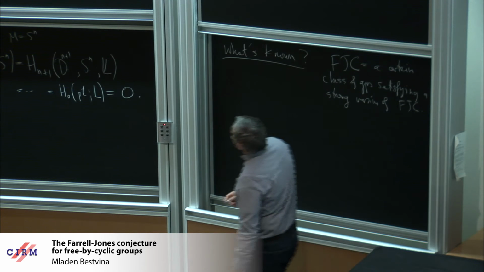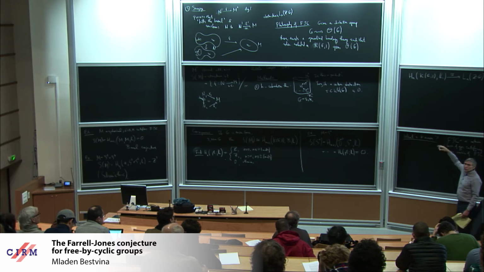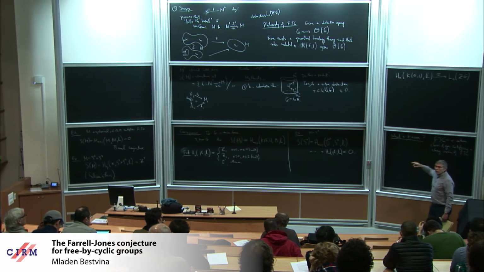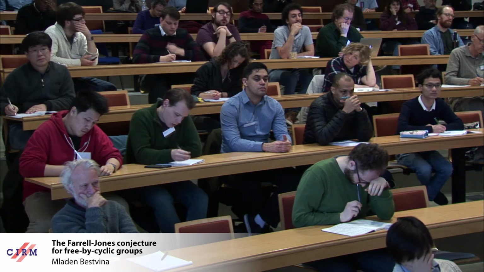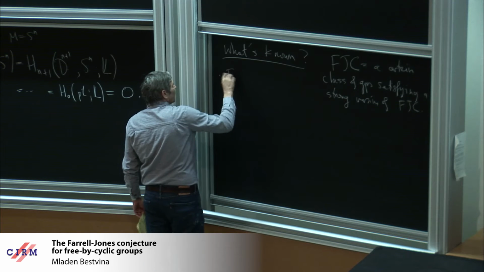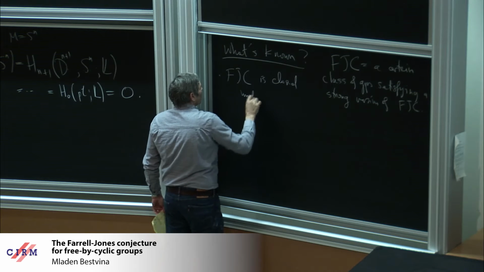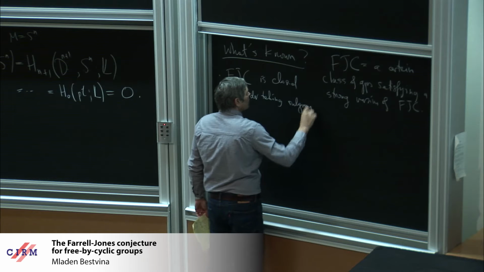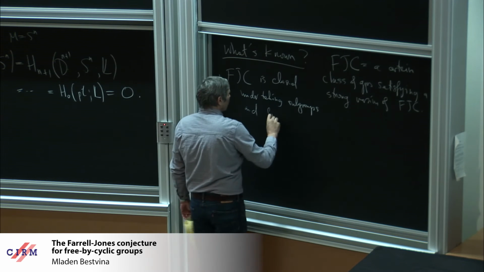The point is that instead of just talking about rings here, you can talk about more general objects, including categories. You can talk about L groups with coefficients in the category and stuff. But when this is properly set up, then in fact this class FJC is closed under taking subgroups. So that's important, and finite index supergroups.